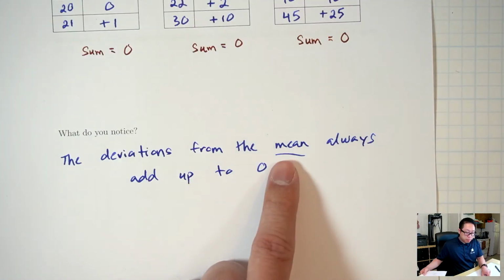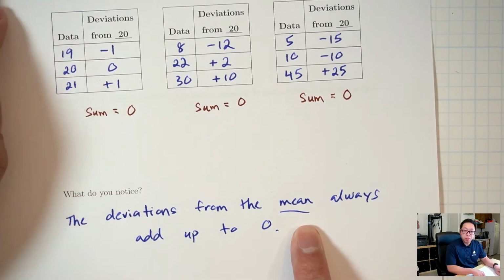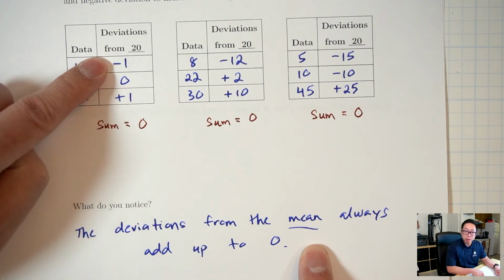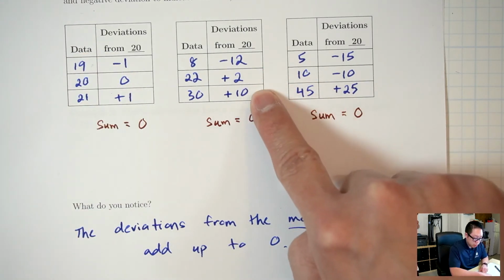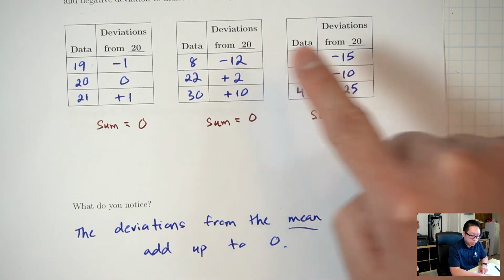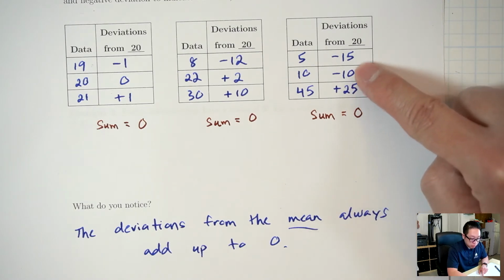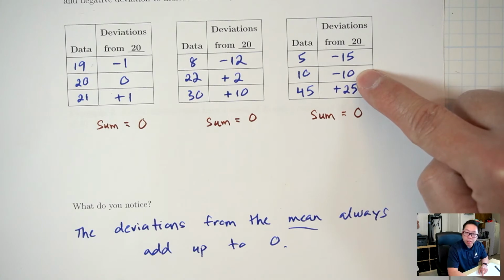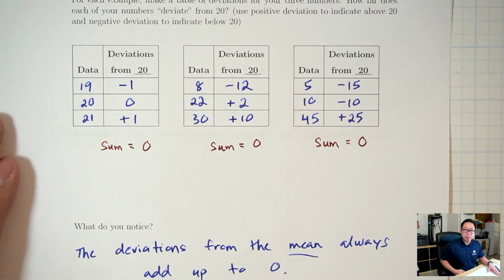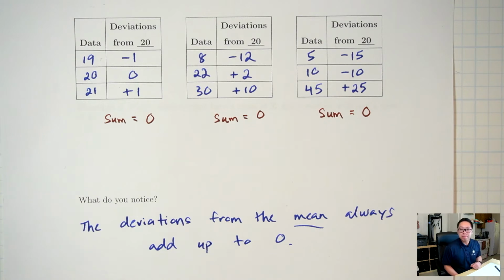The mean balances in the sense that it balances the deviations, the positive deviations together with the negative deviations. The positive deviations here together are 12, and that's balanced with the negative deviation, which is negative 12. Over here, the positive deviation is plus 25, and that's balanced with the negative 15 and negative 10, so that's together negative 25. So the mean balances the deviations, which is the distance from the mean.